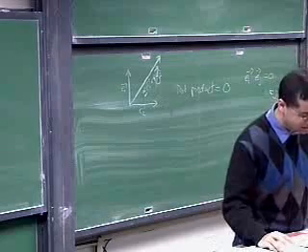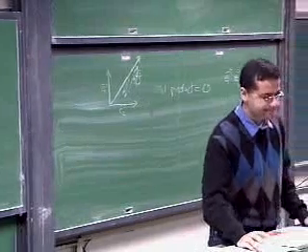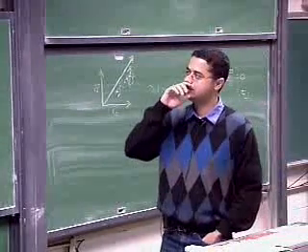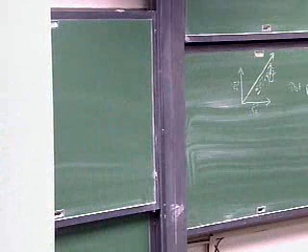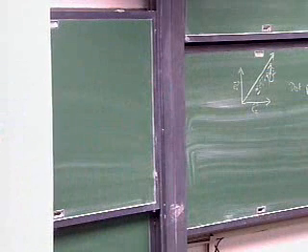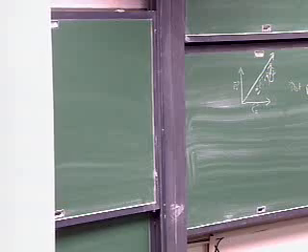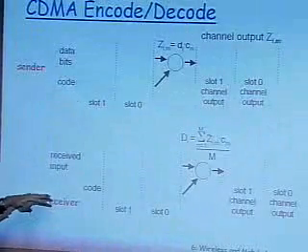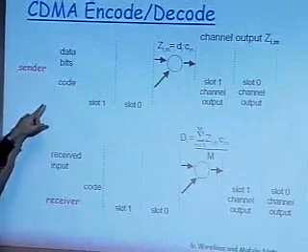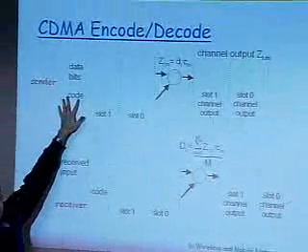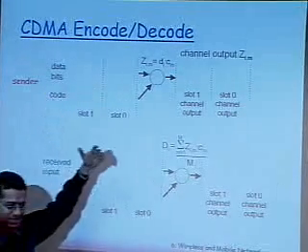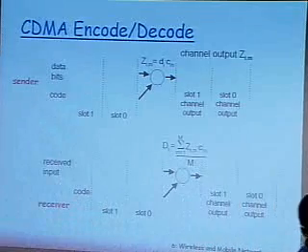So this is an example here. You have a sender. The sender has the data bits which it's trying to send. You have a receiver which will receive those data bits. Every sender has been assigned a code. These codes are the vectors, and they are orthogonal vectors.